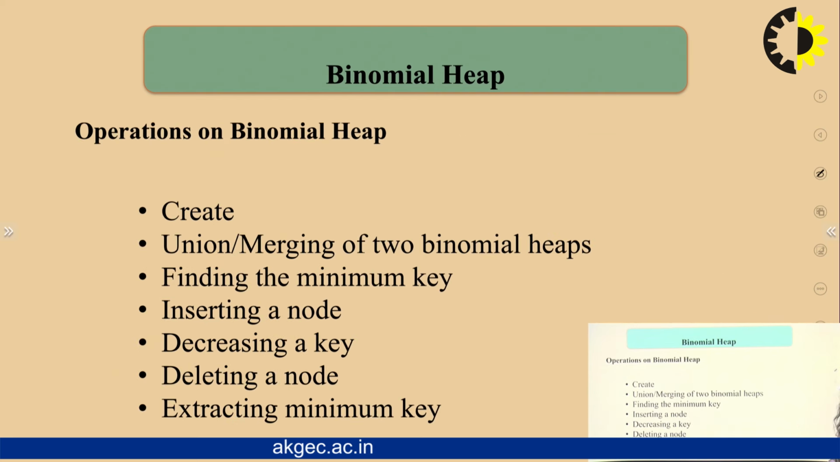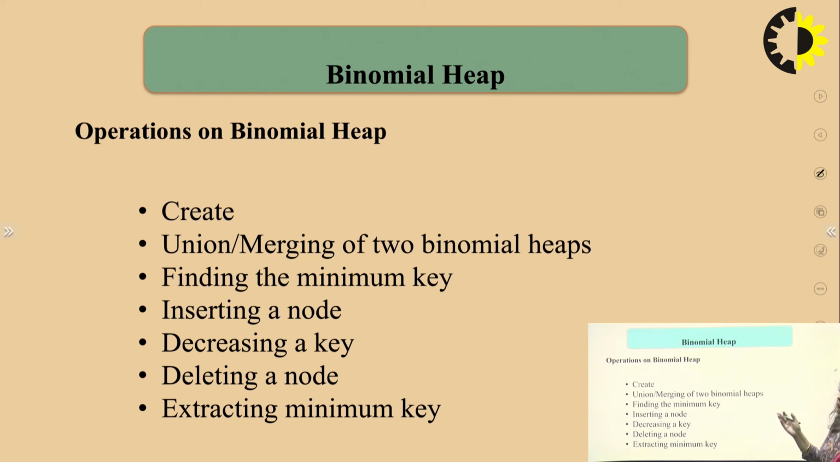That way, recursively, we can create more complex binomial trees. Now we are going to see how many operations we can perform on the binomial heap data structure. We can do the creation operation, how to create a new binomial heap. Then we can go for merging or union of 2 binomial heaps, which we already discussed in the previous class. Then finding the minimum key from the binomial heap, which is also called the search operation, inserting a new node, decreasing the value of a key, deleting a node, and then extracting the minimum key. So these are the possible operations that we can perform on the binomial heap data structure.